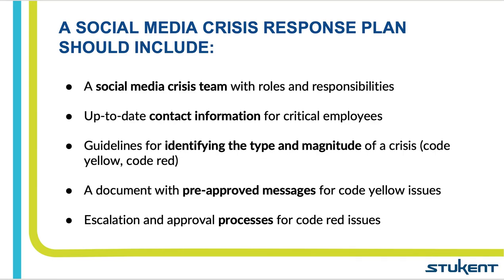You need to come up with your own type plan to where you say, hey, this is a code red and everybody knows there's something bad going on social media and they spring into action because you have a social media crisis plan. You need a document with pre-approved messages for code yellow issues. Okay. So stuff that's like, somebody got on your company's Twitter and dropped a bunch of F-bombs or something. You pretty much need to plan for that. Unfortunately, it's probably going to happen. How do you escalate and approve processes for code red issues? Code red issues, you need to get upper management involved in. Probably the F-bomb thing would be a code red, I guess.